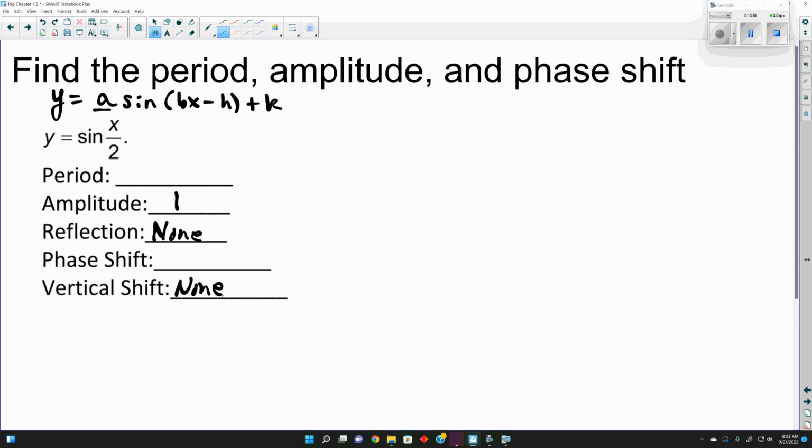The phase shift is our h value, something being added or subtracted to x, yes? Do we have anything being added or subtracted inside the parentheses? No, so the phase shift is none. So on some of these, especially on the homework, we're not going to have something for every single line. There's only going to be some that we do. Because the only thing we really have is this division by 2, yes?